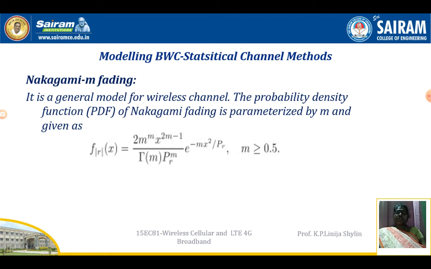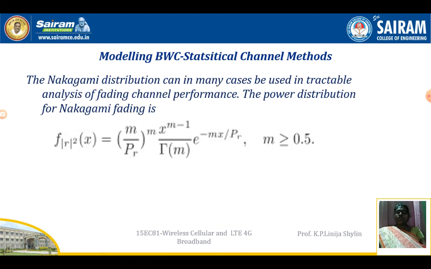Next we will come to the Nakagami m fading. Okay, actually this fading is nothing but a general model for wireless channels. Here we will use the probability density function, that is PDF, parameterized by m. So the formula is given in terms of m, under the condition m is greater than or equal to 0.5. Whenever we are using this Nakagami distribution, there is a tractable analysis for fading channel performance.